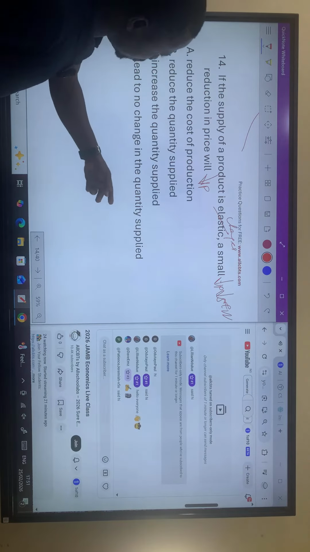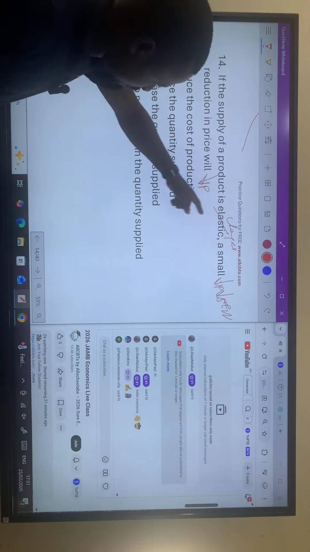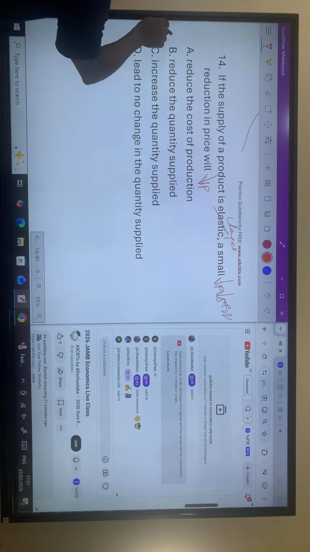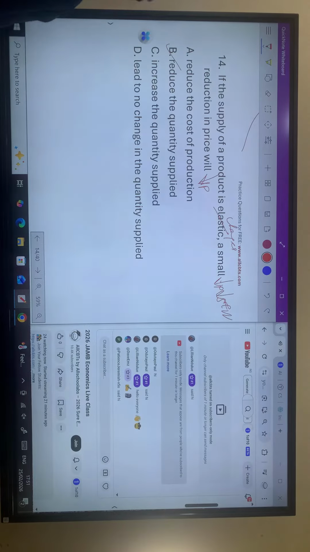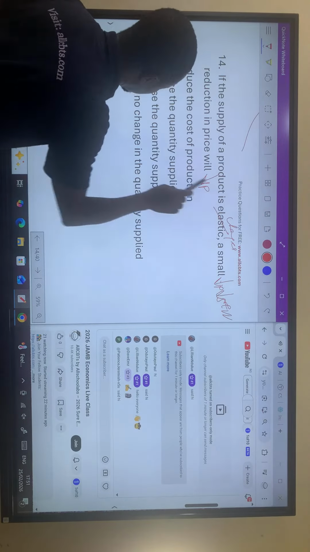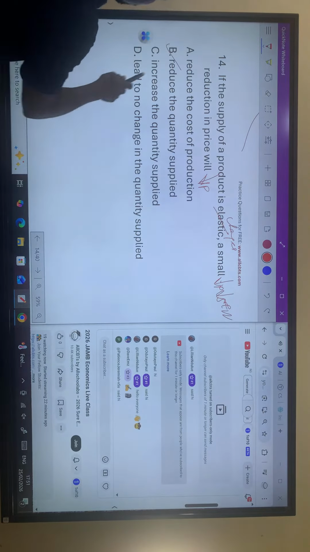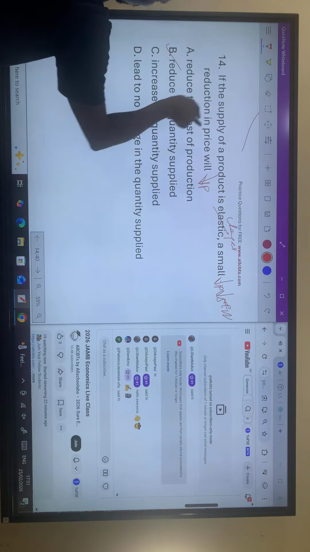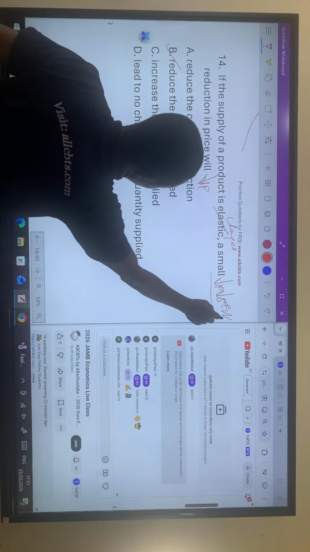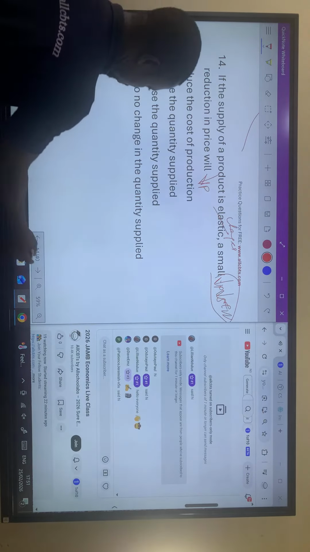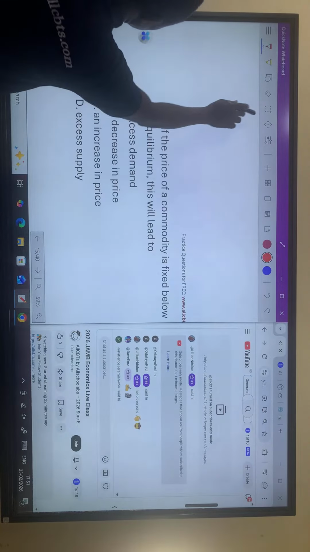Reduction in price will reduce the cost of production, reduce quantity supplied, increase quantity supplied, lead to no change in the quantity of the product. It's elastic. So it will lead to what? Reduction in the quantity supplied. If it's not elastic, then the quantity will remain the same. Alright? It leads to no change. But this one, since it's elastic, it will change in response to what? The law of supply. Okay? We'll move to the next one.